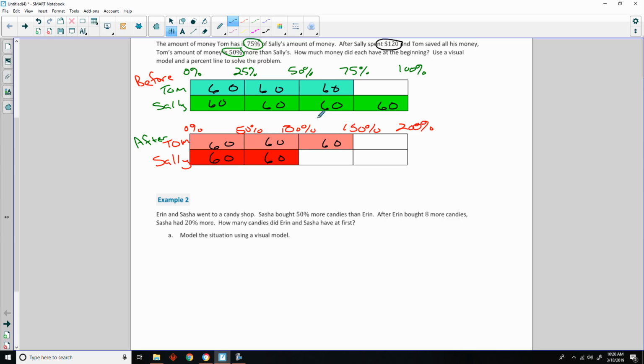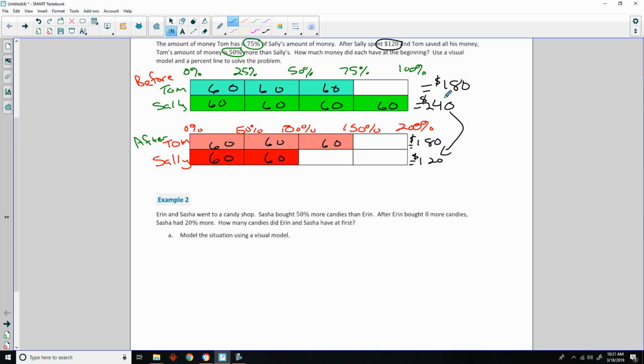So if these are all $60, Tom had 6 times 3 are $180. Not percent, dollars. Tom had $180. He still has $180. 60 times 3 is still $180. Sally had $240, but now she's only got $120. So she spent 120, spent half of her money. So she went from 240 down to 120. He stayed at 180.